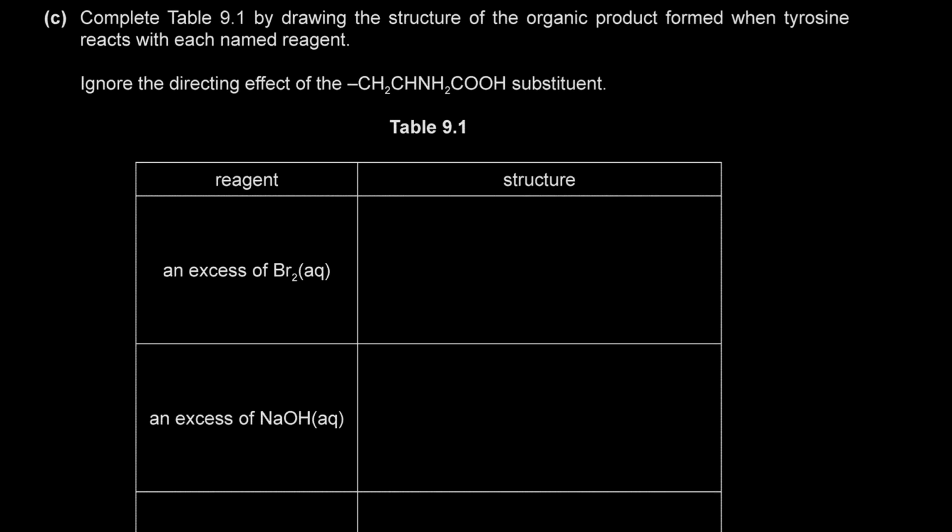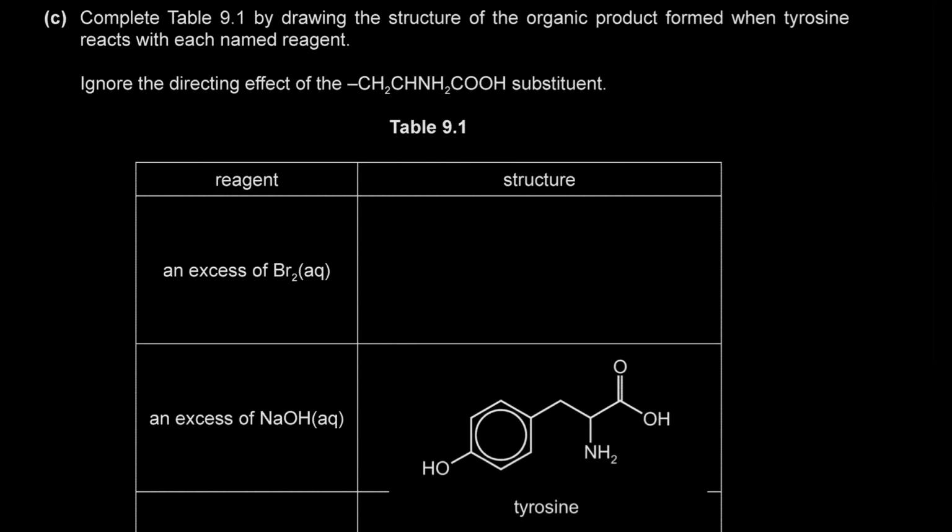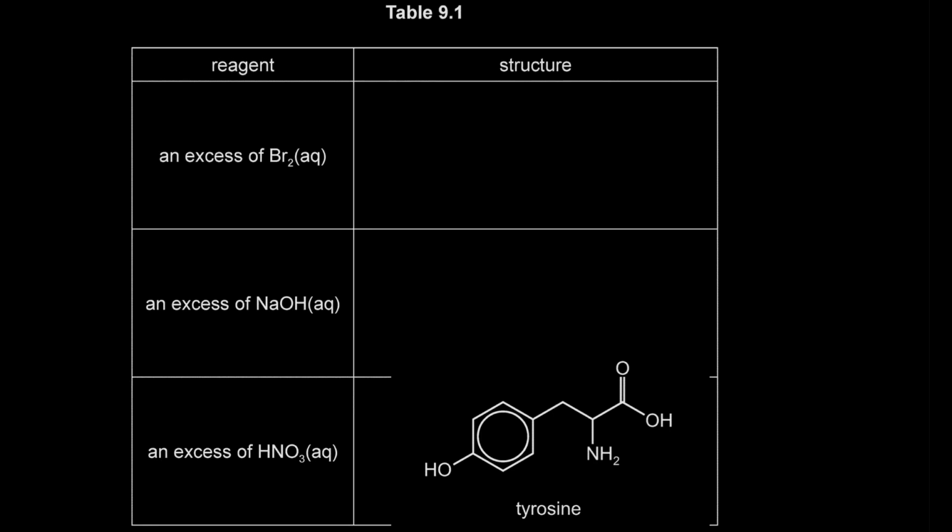Complete table 9.1, drawing the structure of the organic product formed when tyrosine reacts with each named reagent. Ignore the directing effect of this substituent. So here we have tyrosine again, and we have to figure out the structure of each of these organic products when tyrosine reacts with each of these reagents. So let's say that first tyrosine is reacting with an excess of aqueous bromine.